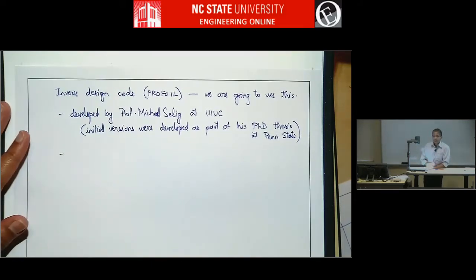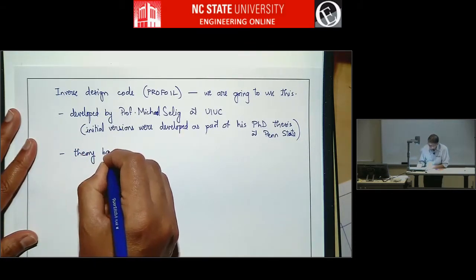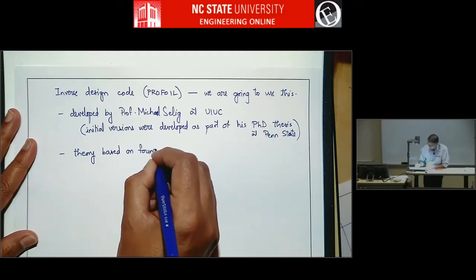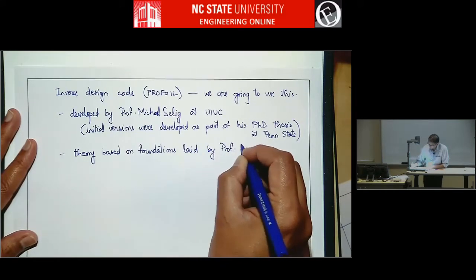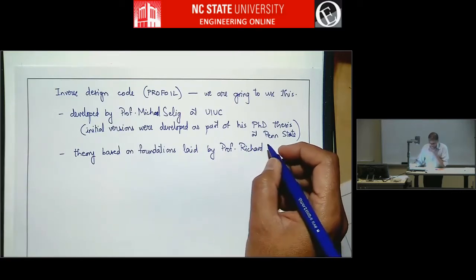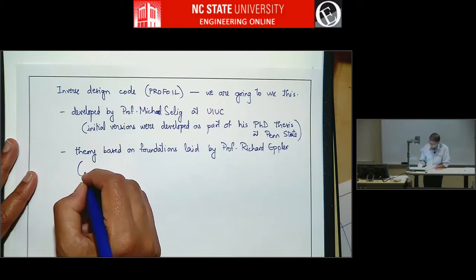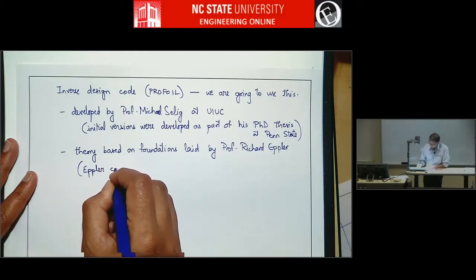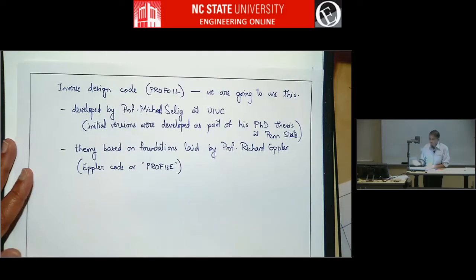But some of the theoretical foundations actually go back even before that. So there was a famous airfoil designer, Richard Eppler, in Germany, who wrote this thing called the Eppler code, or in some places it's called Profil. Profile is airfoil cross section. So in Germany, I think they call airfoils profiles. So I think the code was called Profil.